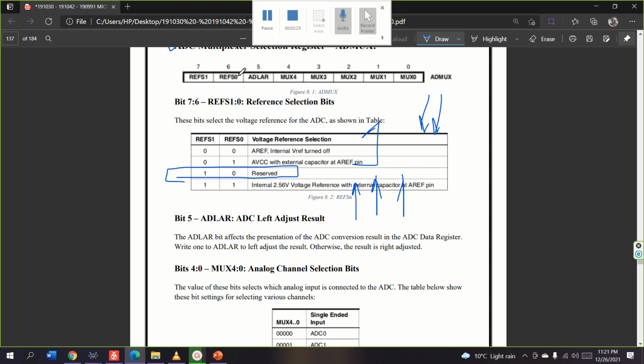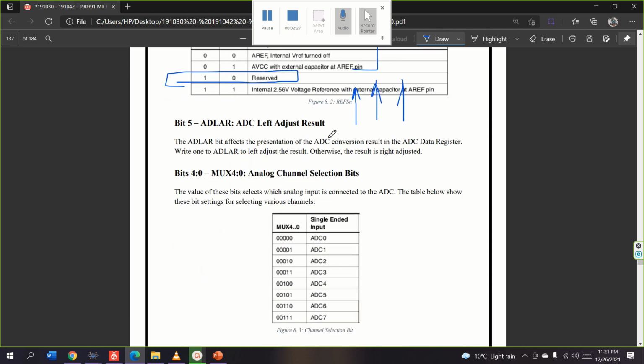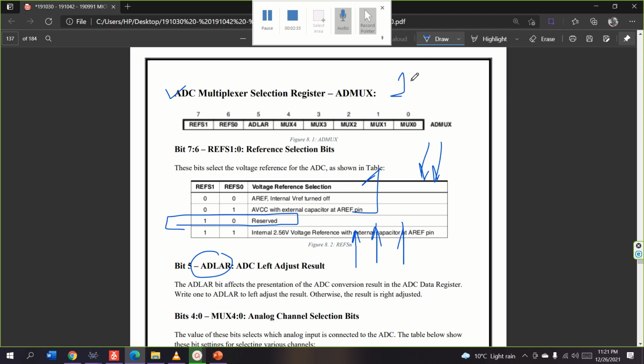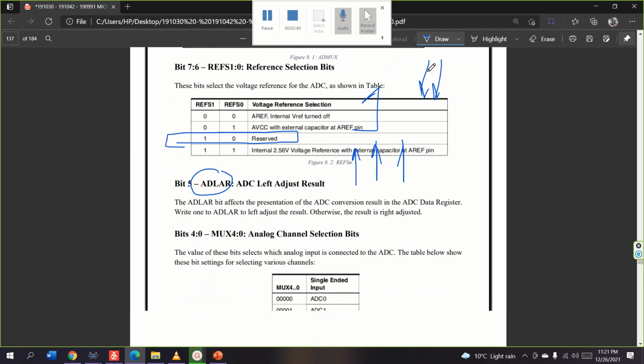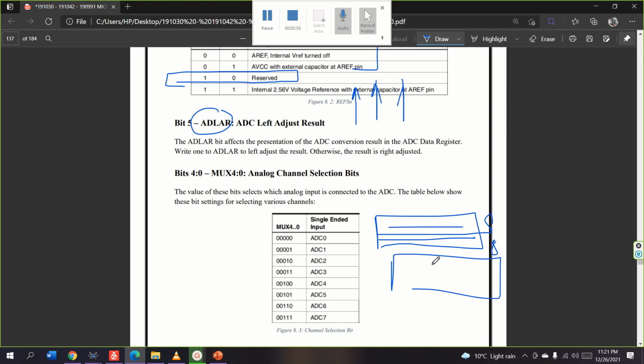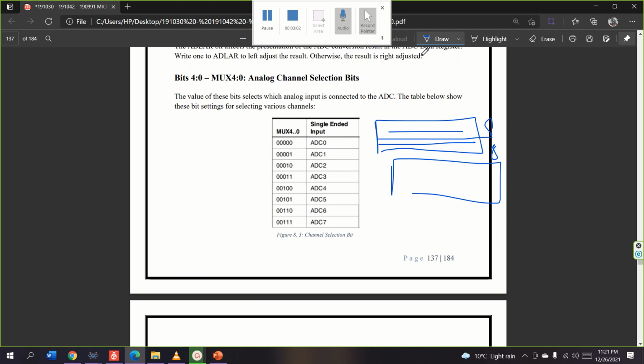Further, there is ADLAR, that is ADC left adjust result. The ADC result is 10 bits, so it is distributed over two 8-bit registers. It can go like this, or with the leftmost bits in the first register and the others in the second one. So this is the left shift here.